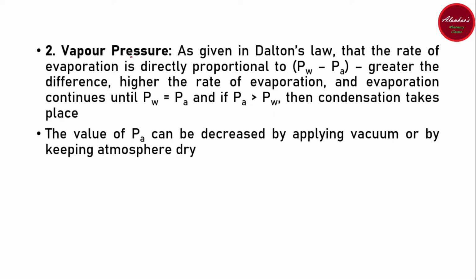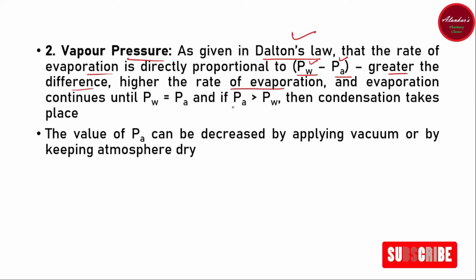The second factor is the vapor pressure. As already discussed in Dalton's law, the rate of evaporation is directly proportional to Pw minus Pa. That means the greater the difference, the higher the rate of evaporation, and thus we can say that evaporation will continue until the Pw value equals Pa.